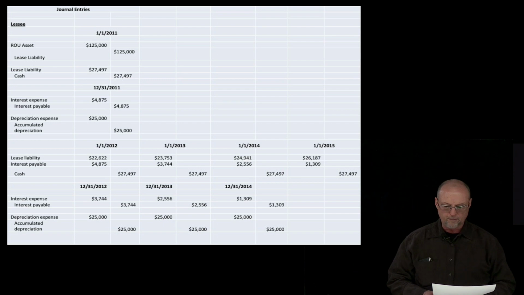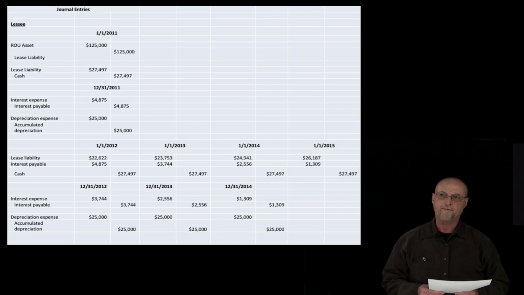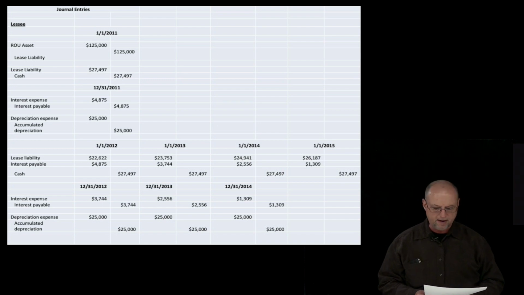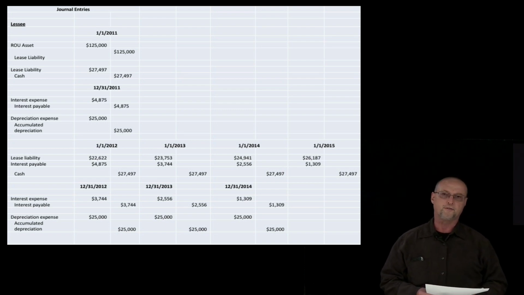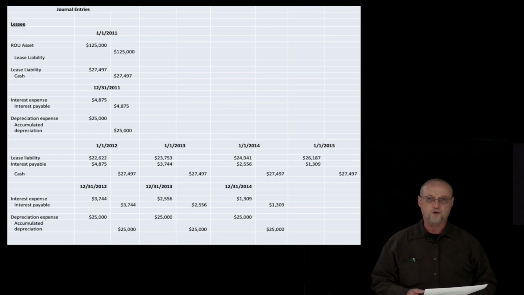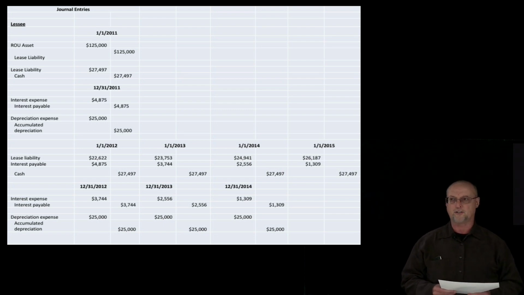Now, based on those first 2 years, you should be able to finish the journal entries for the remaining 3 years. And I'm going to let you look at the amortization table. You have the journal entries. It's good practice for you to build those journal entries and to finish the journal entries for the remainder of the lease.